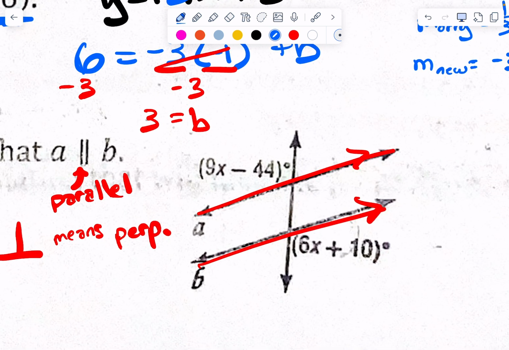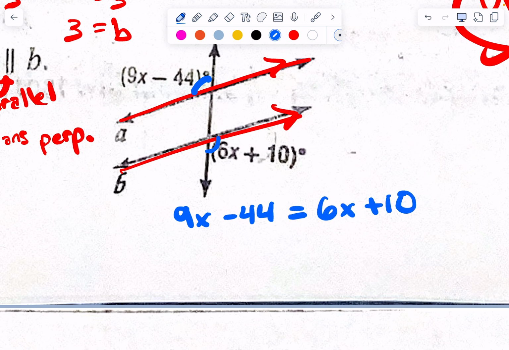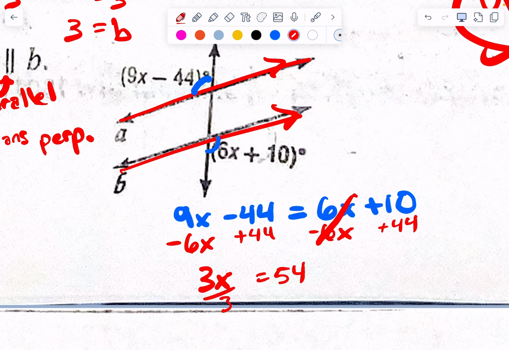And they tell me that this angle is 9x minus 44, and this angle right here is 6x plus 10. Are they equal to each other? They're either equal to each other or they add up to be 180, right? They are, in fact, equal to each other. So all I have to do is 9x minus 44 is equal to 6x plus 10. Then we subtract the 6x over here, so I get 3x, and if I add 44, I get 54. And then I divide by 3. And x equals 18.